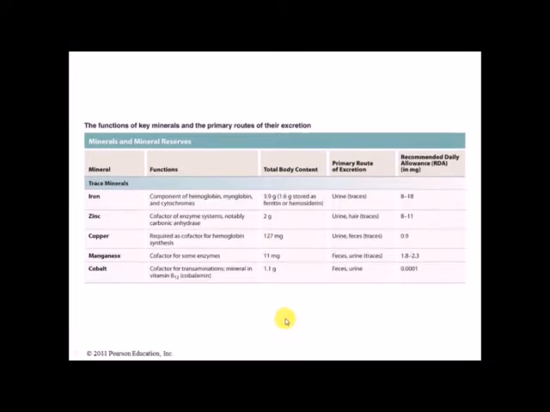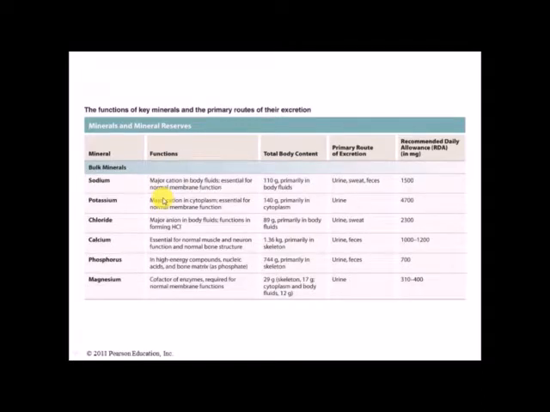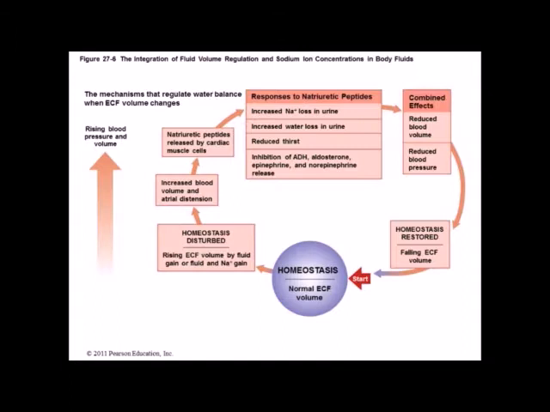And then these are some of the minerals, and again, urine. We lose some zinc through our hair, but urine and feces are the routes of excretion for those also. You might want to take a look at some of the functions, just to refresh again what some of the functions are of these minerals.